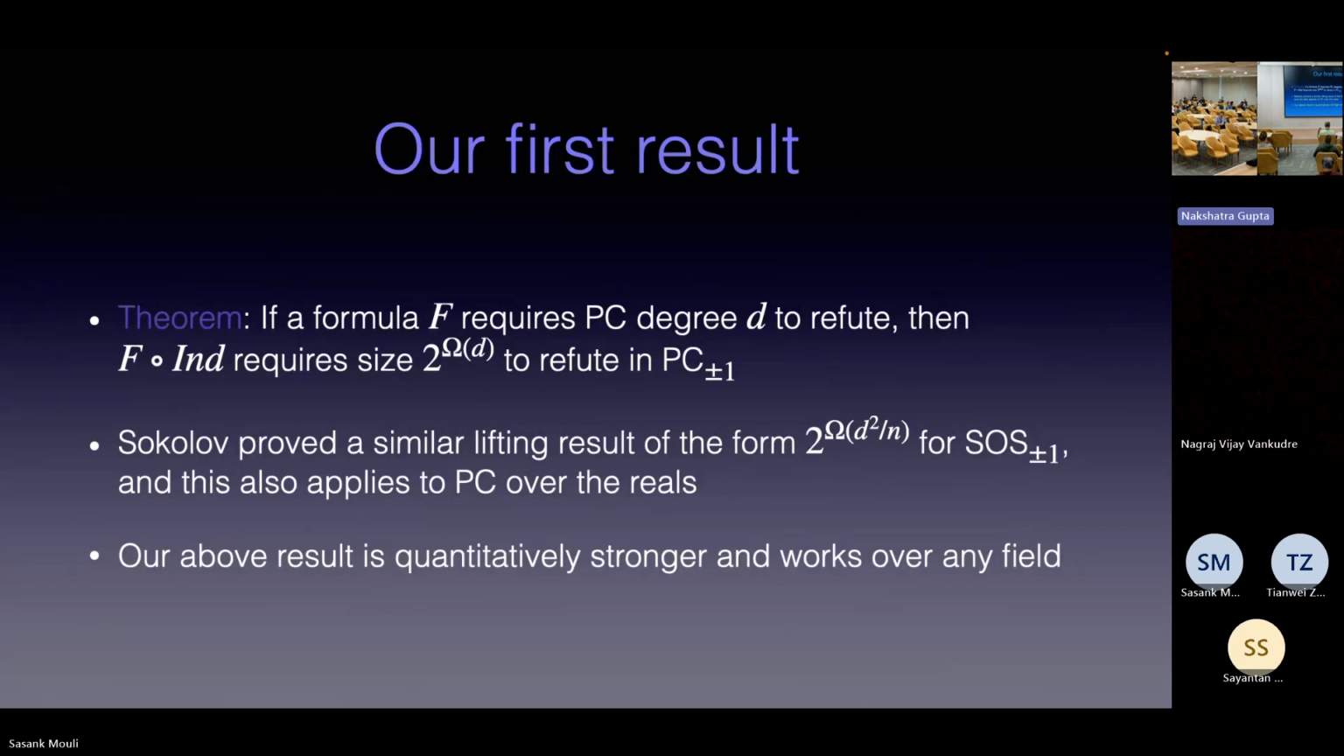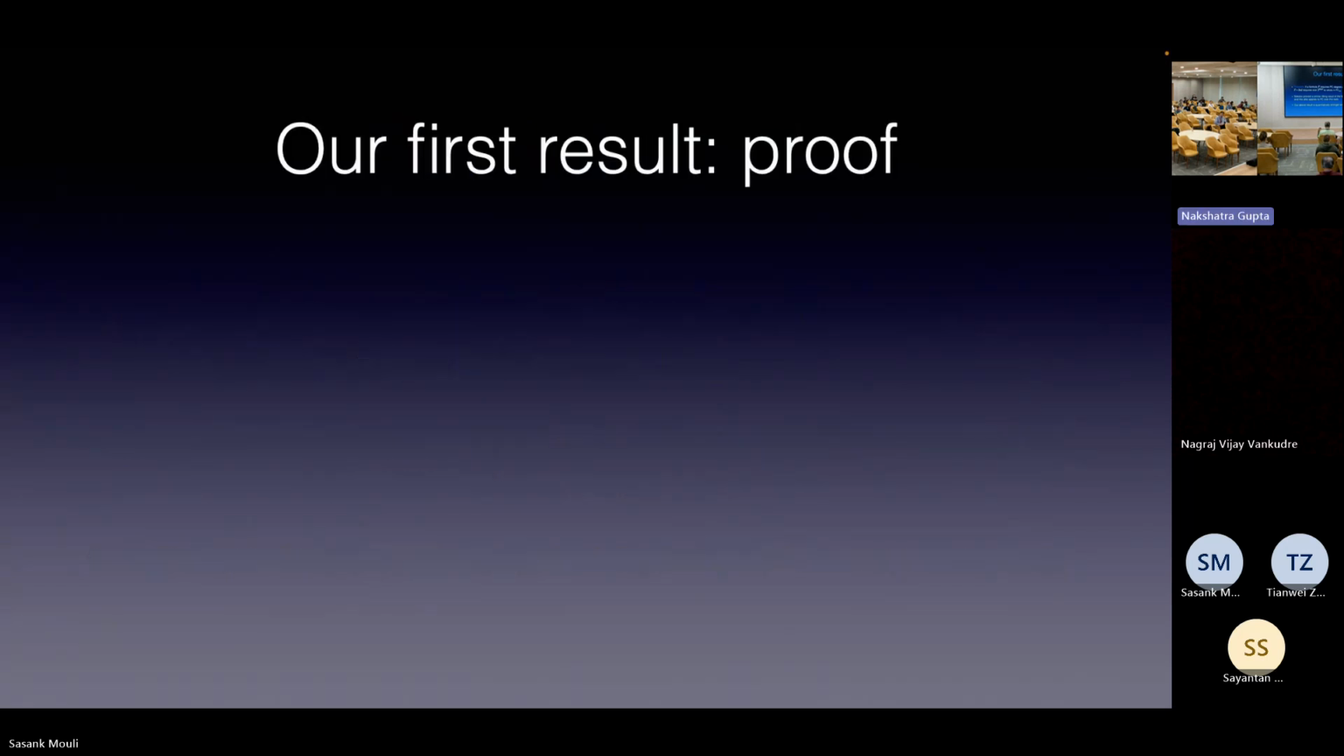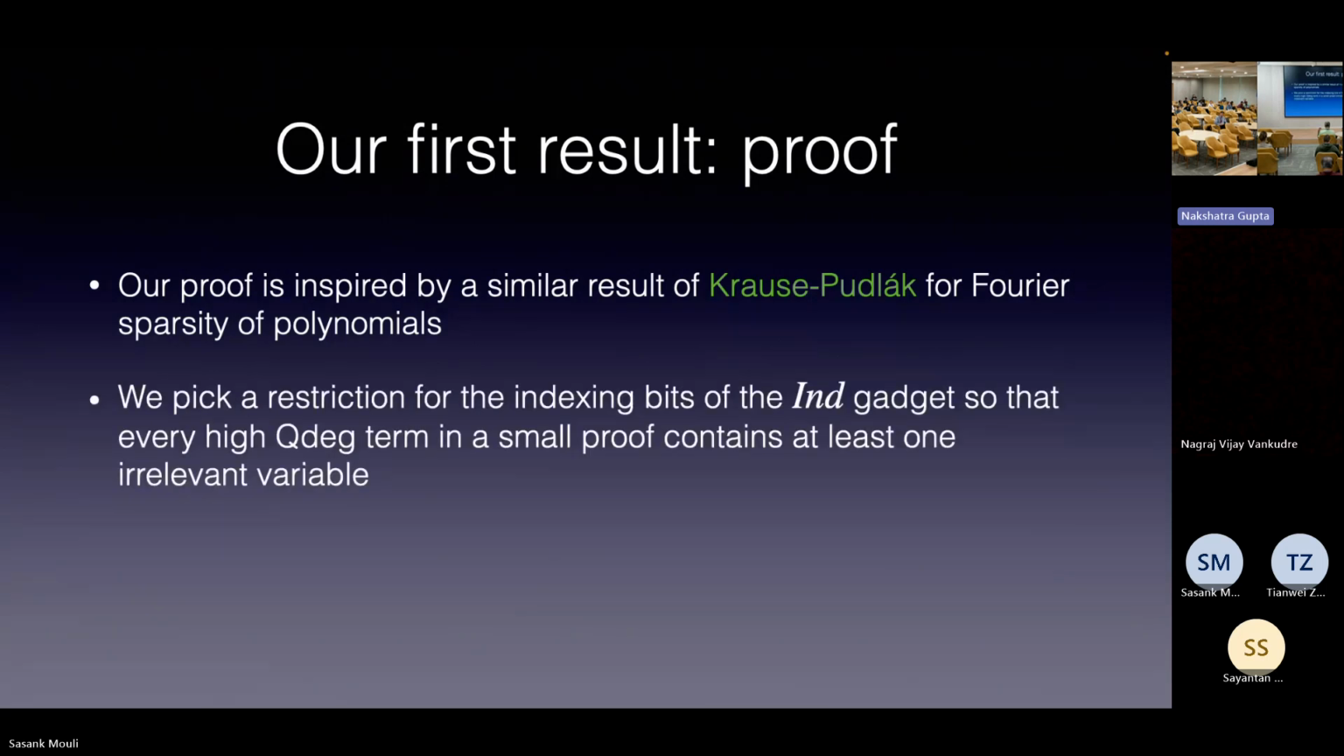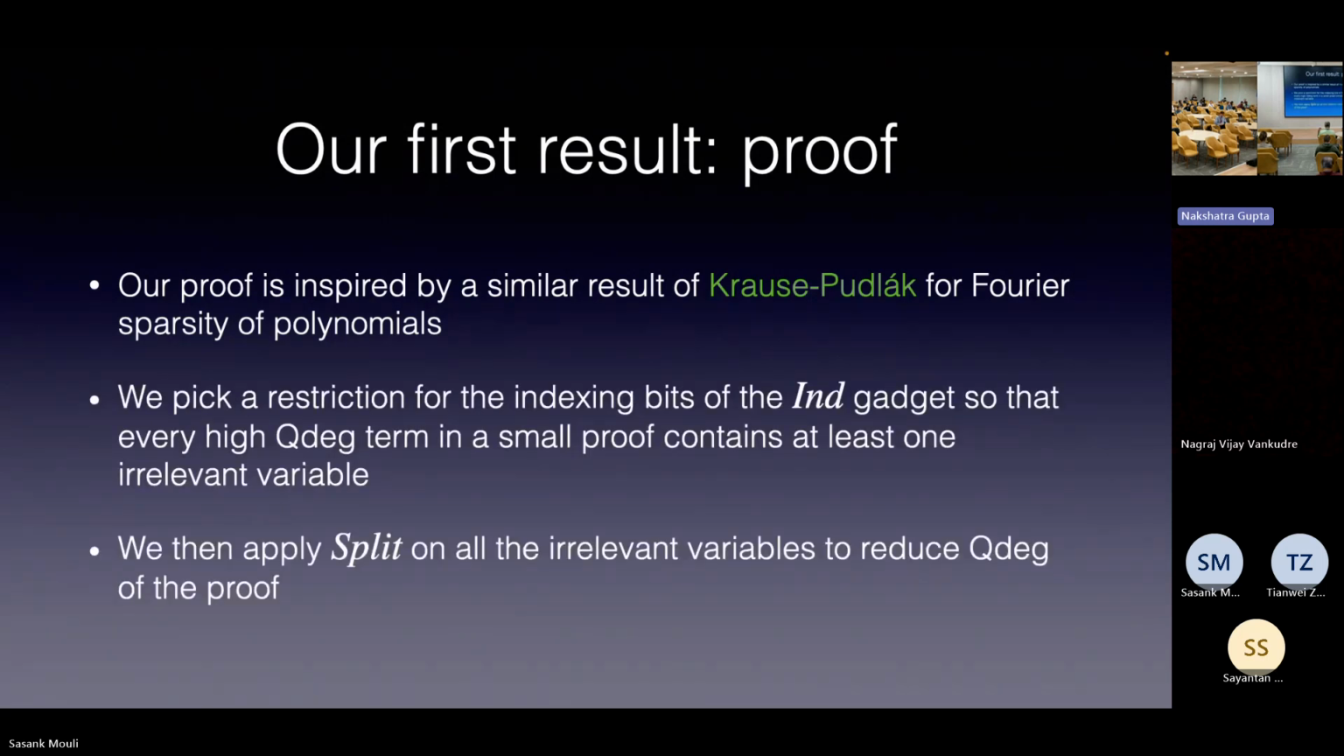Okay. So again, I'm not going to go into the technical details of this proof. It's a fairly simple proof, but it's very much inspired by this result of Krause and Pudlák, who proved a similar result over just polynomials for Fourier sparsity of polynomials. So again, it's kind of like a circuit lower bound, a result which we transported into the proof world.